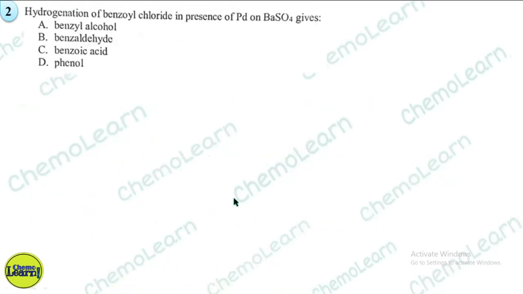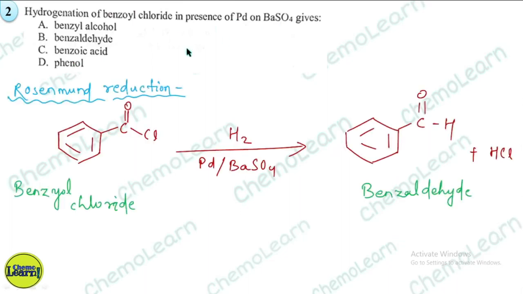Question number 2. Hydrogenation of benzoyl chloride in presence of palladium on BaSO4 gives what? Benzyl alcohol, benzaldehyde, benzoic acid or phenol. If you have this reagent Pd on BaSO4, that means it is nothing but the Rosenmund reduction reaction. So Rosenmund reduction is benzoyl chloride upon treatment with BaSO4 and on hydrogenation will form benzaldehyde. So option B is our right answer.